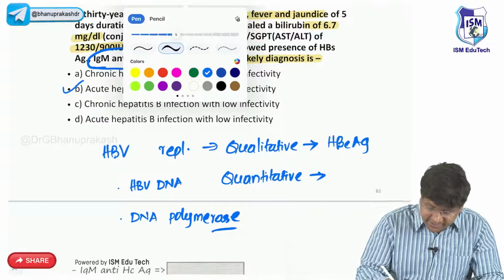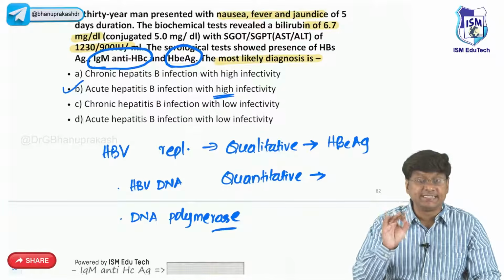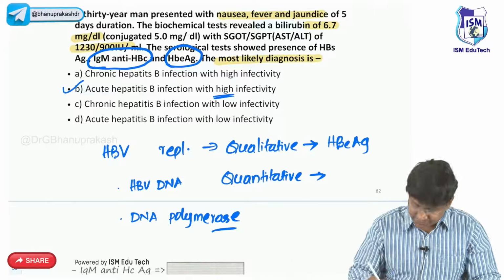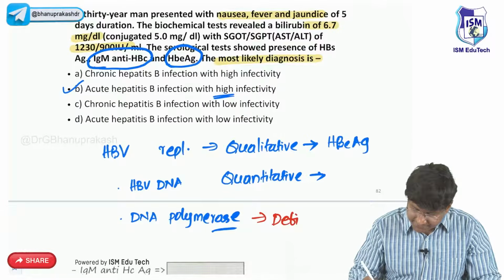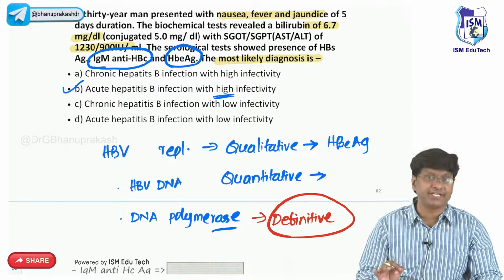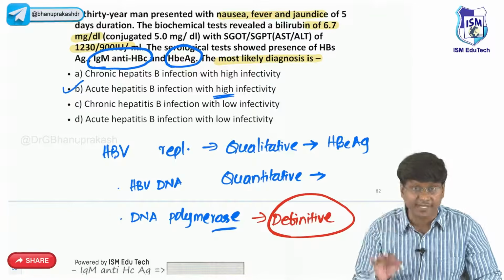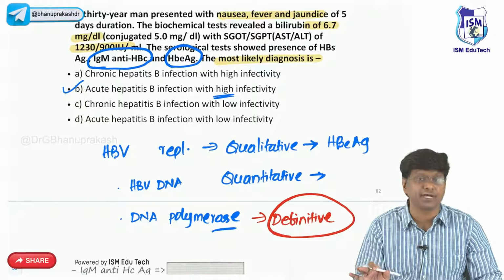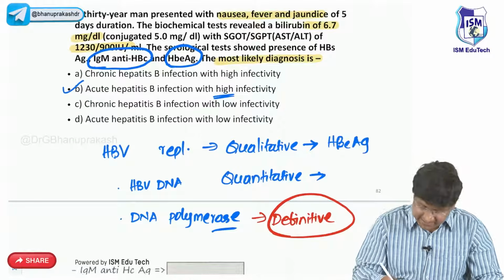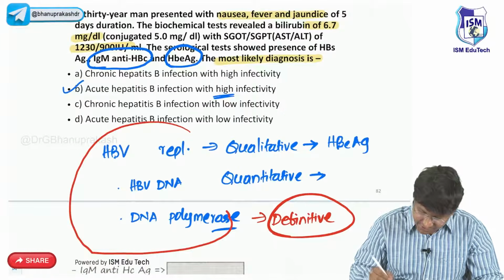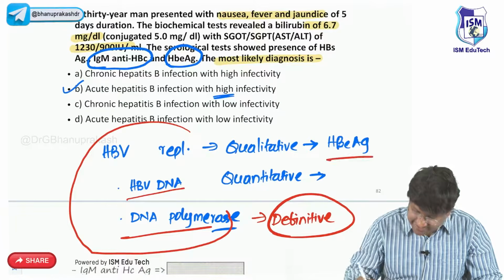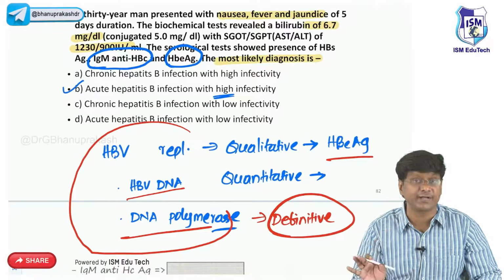Out of all these, which is the definitive marker of viral replication? The definitive marker of the viral replication is the DNA polymerase. So DNA polymerase is a definitive marker of the viral replication, and these three are the markers of the HBV replication: HBV DNA, DNA polymerase and envelope antigen. Envelope antigen is a qualitative marker.